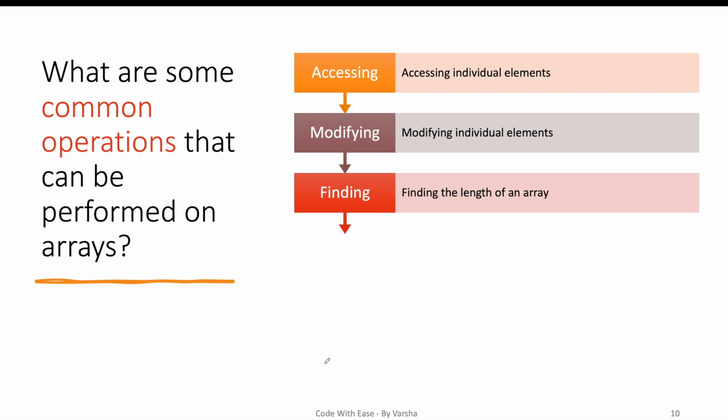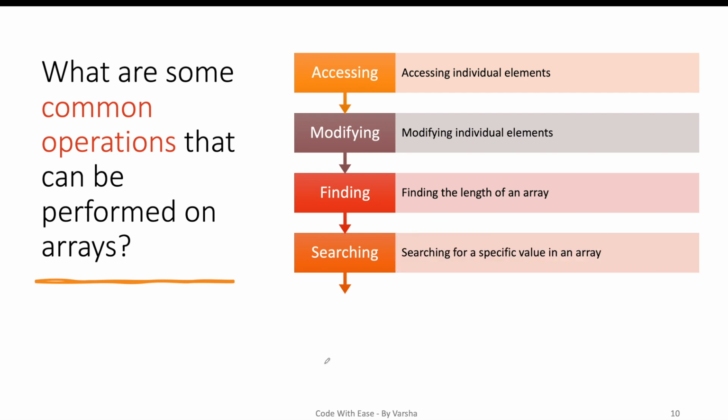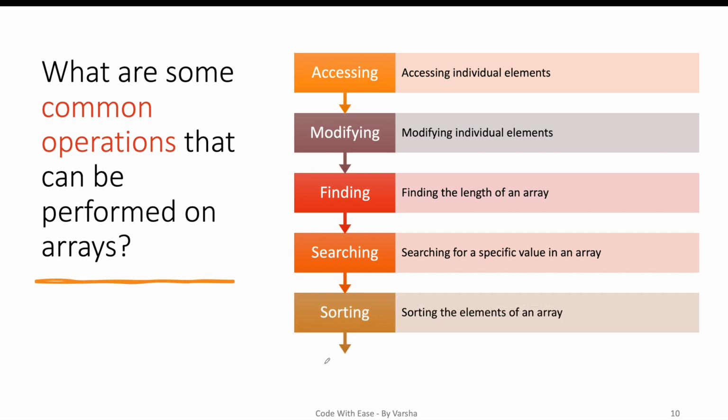Next is finding. I have an array and I want to figure out what is the length of that array. Next, searching. I want to search for a specific value. The famous algorithm, linear search, is based on that. Sorting. So we have so many different sorting algorithms: bubble sort, insertion sort, quick sort. So it is all about how we want to sort the elements in our array.